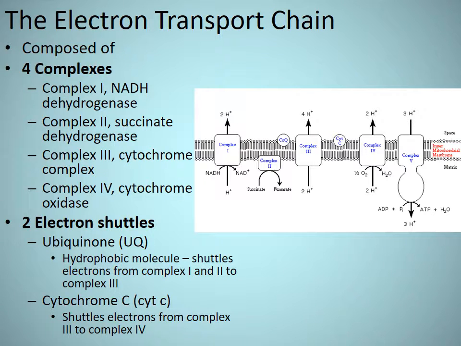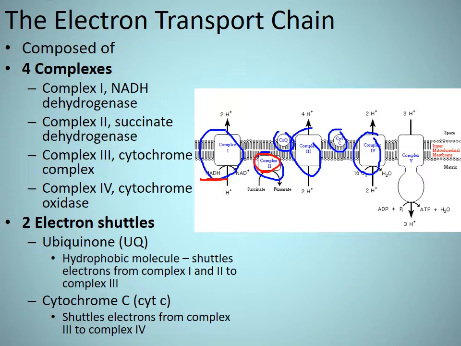Essentially, the electron transport chain is composed of 4 complexes: 1, 2, 3, and 4. We see 1, 2, 3, and 4. We also see electron shuttles right here and right here. We see ubiquinone and cytochrome C. Now essentially what happens is NADH will supply electrons to complex 1. FADH2 will supply electrons to complex 2.